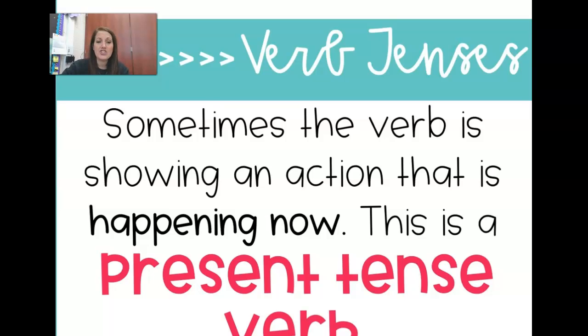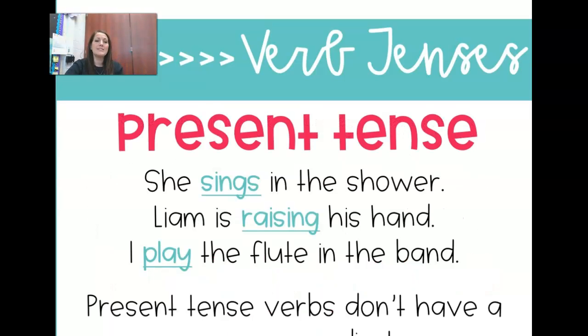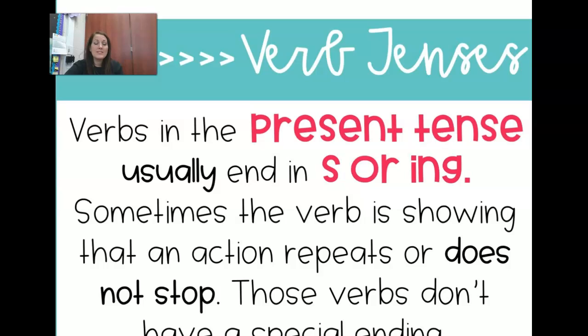Sometimes the verb is showing an action that is happening now. Remember that was when we do this. Present tense verb means it's happening right now. So here's some present tense. She sings in the shower. Liam is raising his hand. I play the flute in the band. So present tense verbs don't have a common ending. This one ended with an S, this one ended with an ing, and that one didn't end with anything normally different. So verbs that are in the present tense usually end in an S or an ing, but they don't have to. Sometimes the verb is showing that an action repeats or does not stop. Those verbs don't have a special ending.